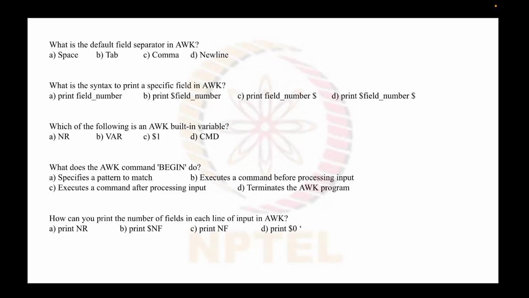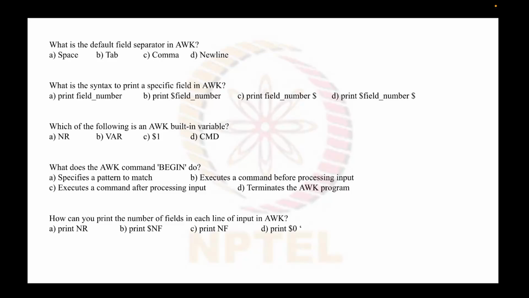So here I have a set of questions. First one is what is the default field separator in awk, whether it is space, tab, comma, or new line. Next one is what is the syntax to print a specific field in awk, that is print field number, print hyphen dollar field number, print field underscore number dollar, or print dollar field underscore number dollar.